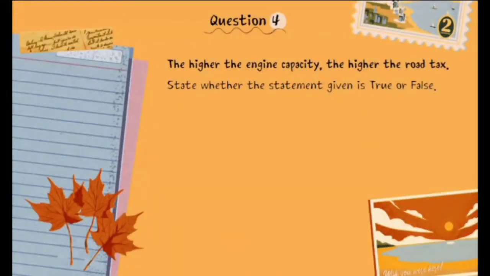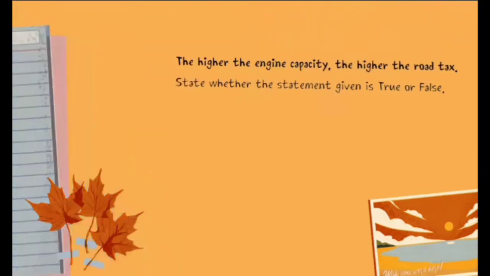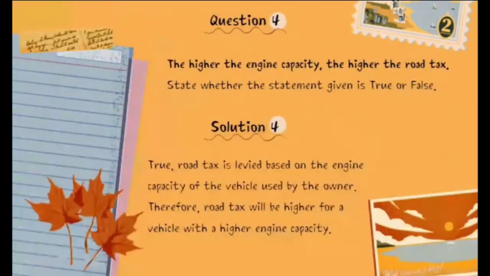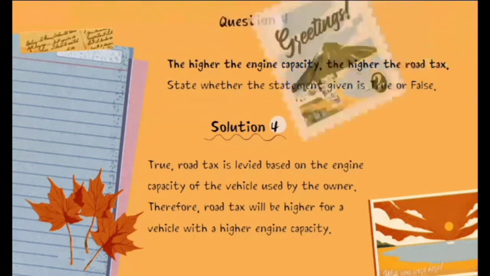For the fourth question: the higher the engine capacity, the higher the road tax. State whether the statement given is true or false. The answer is true. Road tax is levied based on the engine capacity of the vehicle used by the owner. Therefore, road tax will be higher for a vehicle with a higher engine capacity. Last but not least, Xian will talk about tax evasion next.